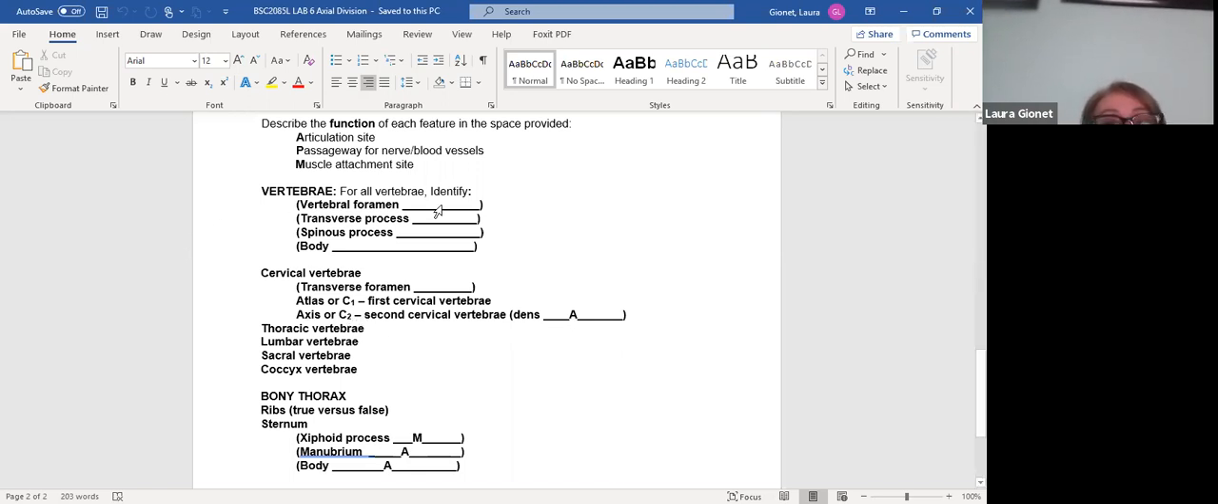Oops, I didn't give you the functions of the vertebral foramen and so forth. I'm sorry, let me just go back up to the top. Vertebral foramen, here we're looking at foramen for all vertebra identified. Technically it's not all vertebra, but I'll let you know. A vertebral foramen functions as a P, passageway. The transverse process and spinous process both function as M for muscle attachment. And for the body of a vertebra, you can put A for articulation.